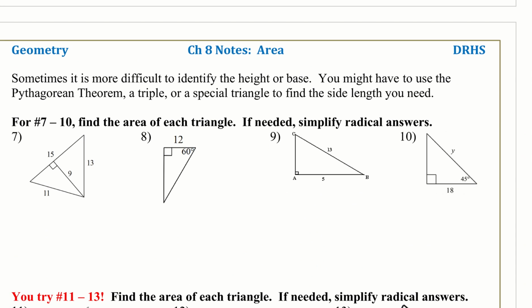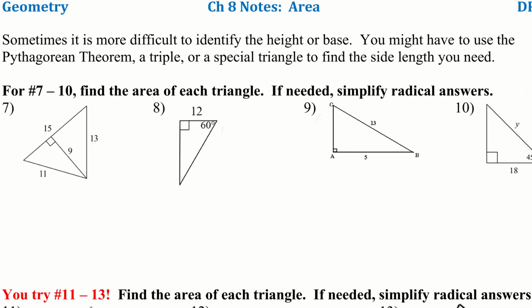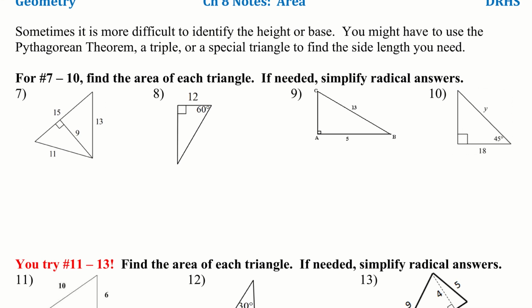Sometimes they're not going to tell you everything. Sometimes you might not know the height, you might not know the base, or they might give you extra information that you don't use. So it's possible that you're going to have extra numbers in the problem that you don't use. But there are some things that you might find helpful. The Pythagorean theorem, a triple, or a special triangle might be helpful. So a couple things. Pythagorean theorem, remember, is a squared plus b squared equals c squared. We can use that with any right triangle only.